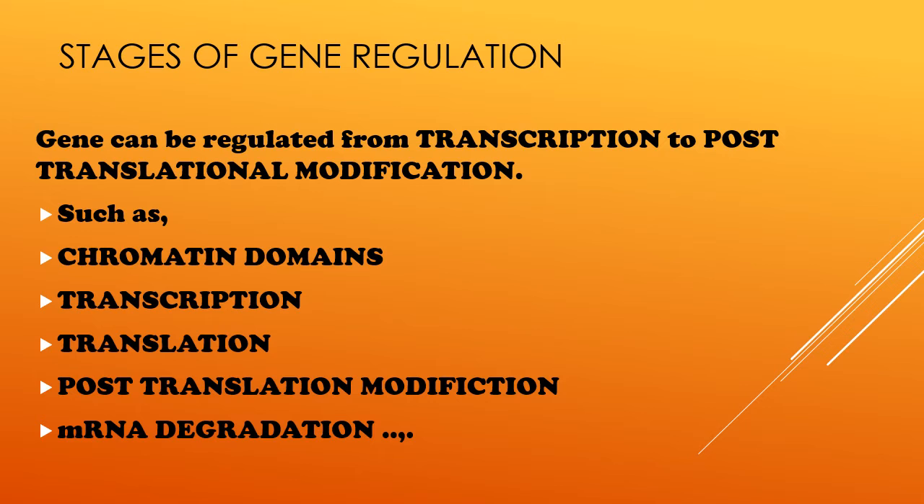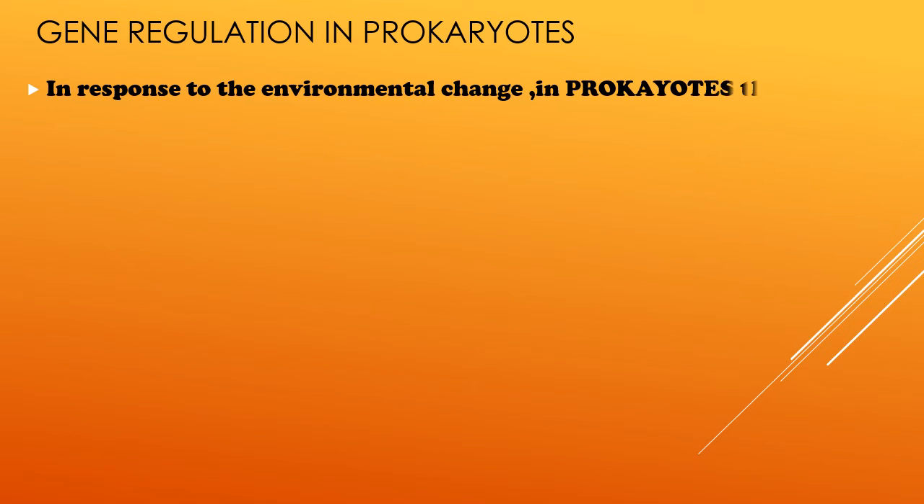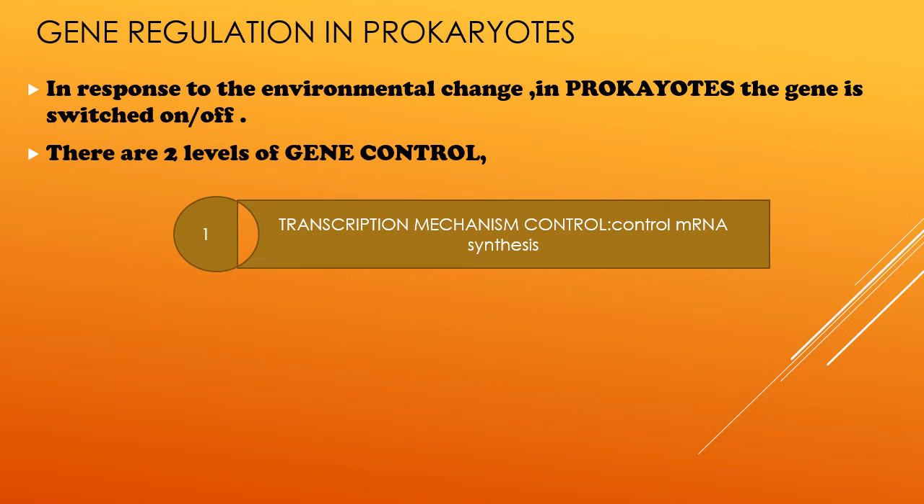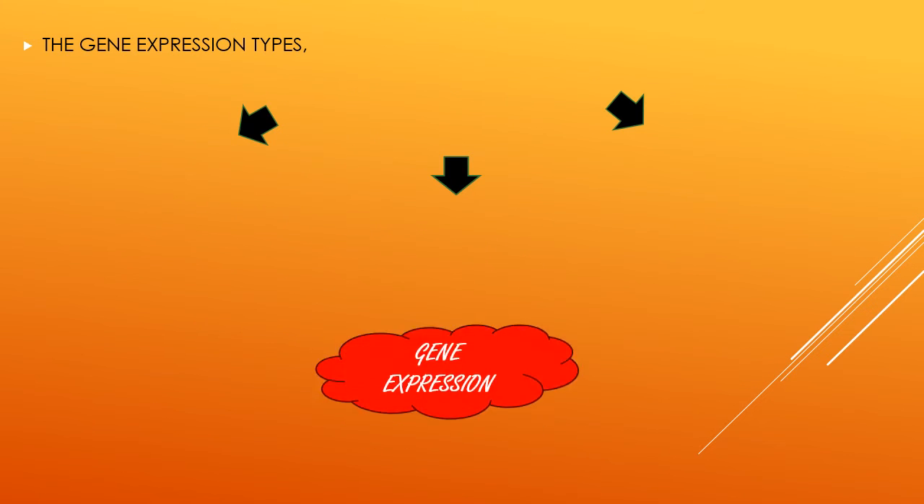Next, gene regulation in prokaryotes. In response to environmental change, the presence or absence of certain compounds, in prokaryotes, the gene is switched on or switched off. There are two levels of gene control. First is transcription mechanism control, that is control of mRNA synthesis. Next is translation mechanism control, that is control of protein synthesis. The gene expression is of three types.